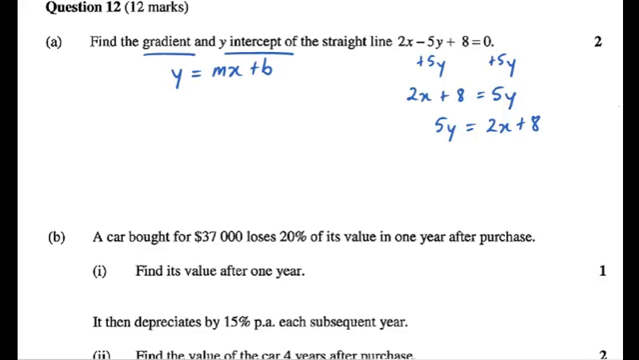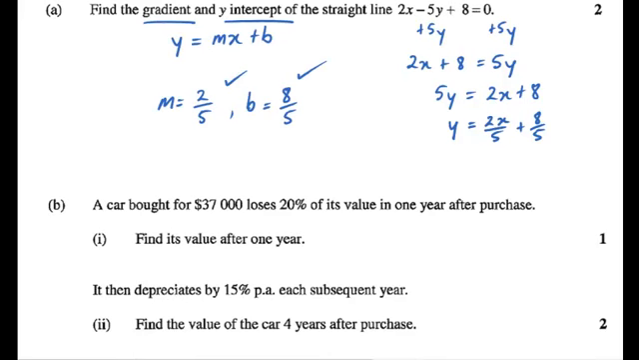Coming back to this equation. I want to get y on its own, so my last step is to divide by 5. So y equals 2x on 5 plus 8 on 5. So my gradient is 2 on 5 and my y-intercept is 8 on 5. 1 mark for each of those.